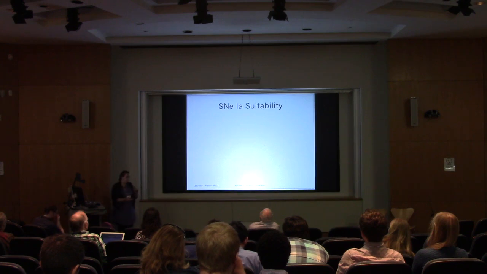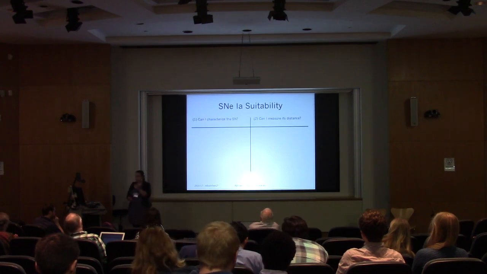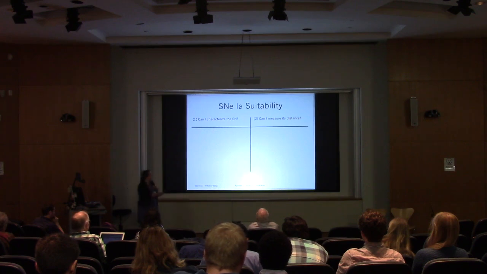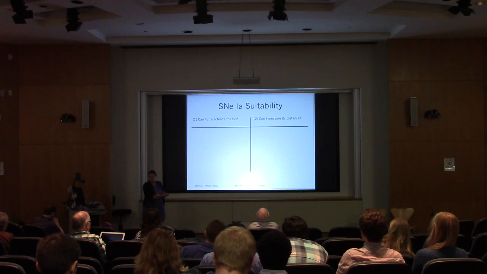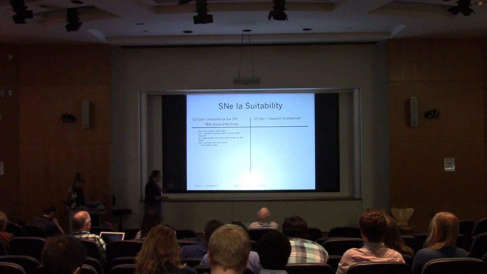This leads into the reason why we have so few calibrators, and that has to do with whether or not a supernova 1A is suitable to be a calibrator. And there's 2 components to this. Can I characterize the supernova, and can I measure its distance? Okay. So the answer is, in terms of characterizing the supernova, because the supernova community said, hey, we have to get this right, you can actually do this most of the time.